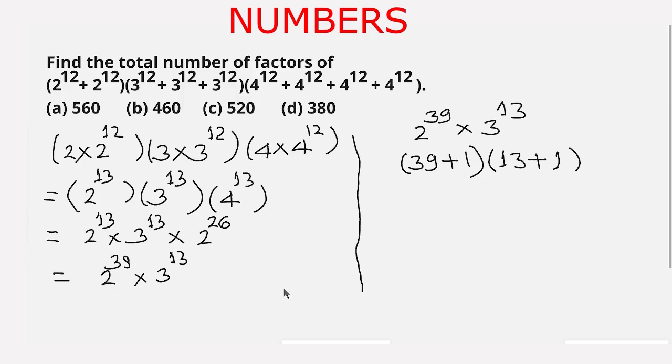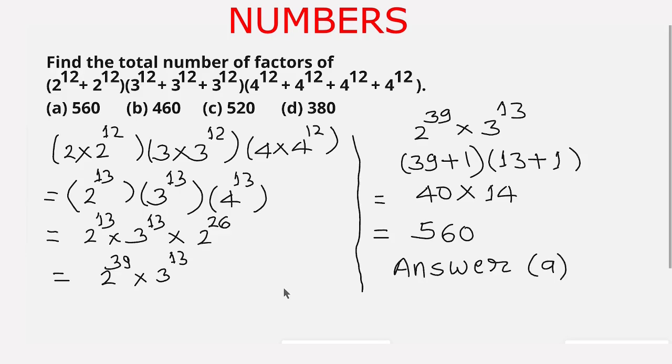So this is equal to 40 multiplied by 14. 39 plus 1 is 40 and 13 plus 1 is 14. And 40 multiplied by 14 is 560. So there will be 560 factors of the given number. And from the given options, our answer is option A, 560. I hope you have understood the method of solving such type of questions. We go to the next question.